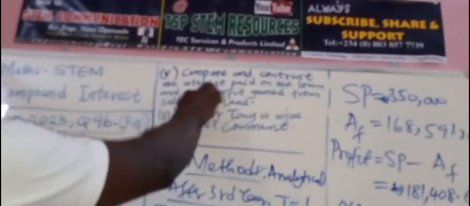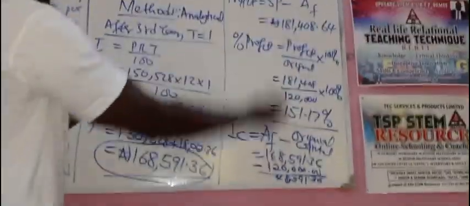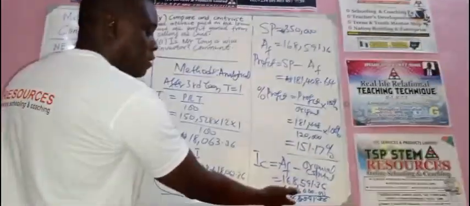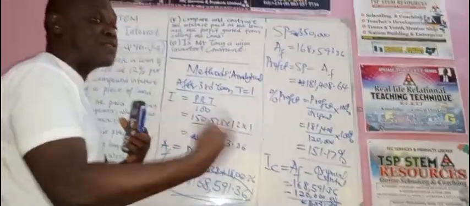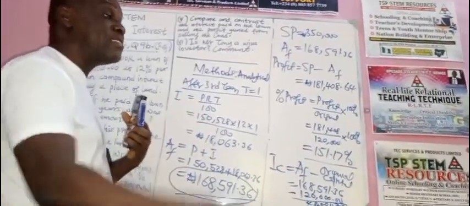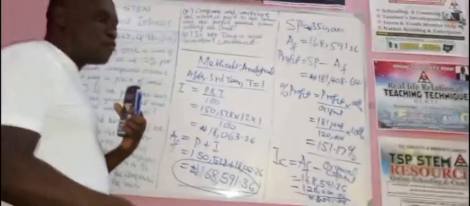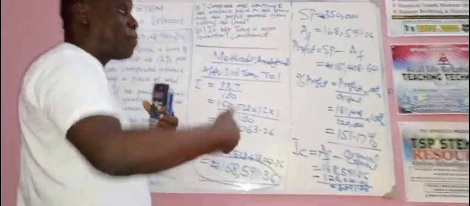Then I have to say, compare and contrast the interest paid on the loan and the profit gained from selling the land. If you look at the interest and the profits, it's incomparable. You can almost get for the compound interest about 4 of it from the profit. That means the person made almost 4 times the interest he even paid. Can you see the sense in getting a loan for an asset and not for a liability? He was able to make times 4.